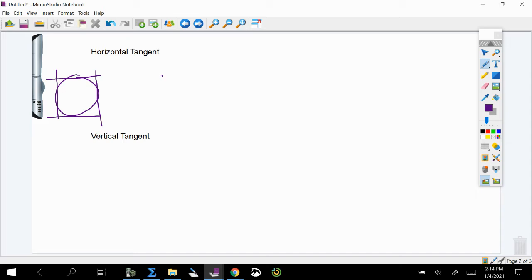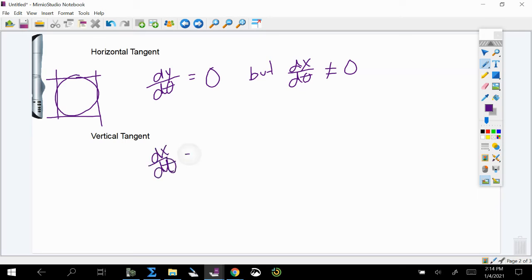So to find a horizontal tangent, it's going to be when the numerator of the derivative, which is the dy d theta, equals 0. But it's going to be a place that dx d theta is not 0. And then to find a vertical tangent, you need the bottom of your slope equation, which is dx d theta, to equal 0. But again, it can't also make the top equal to 0.